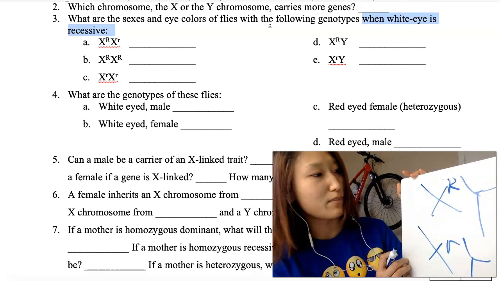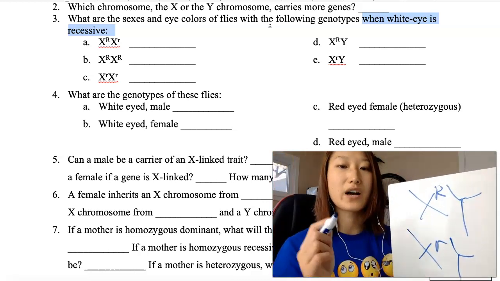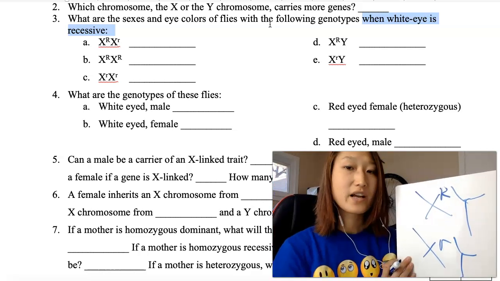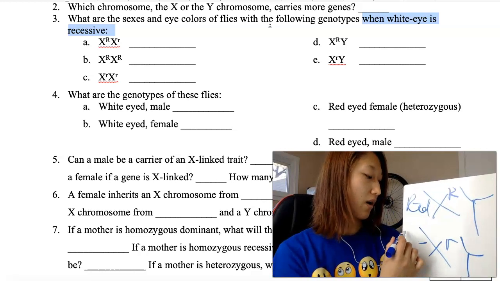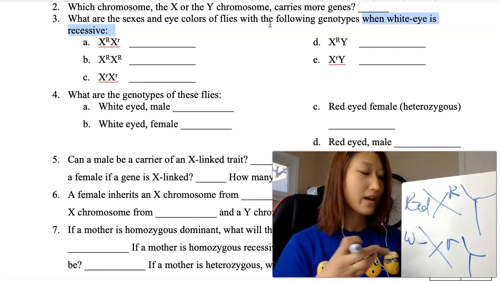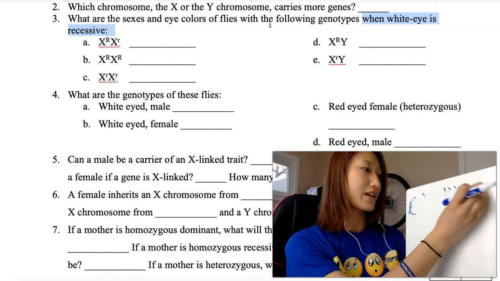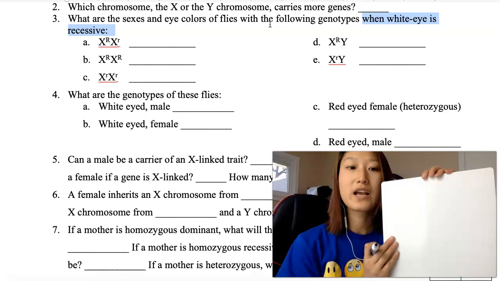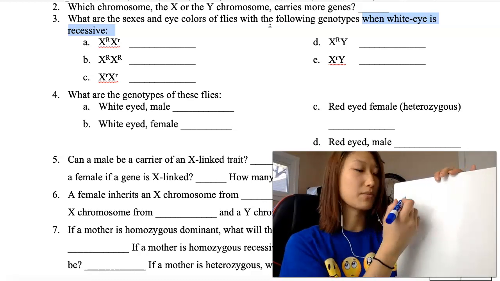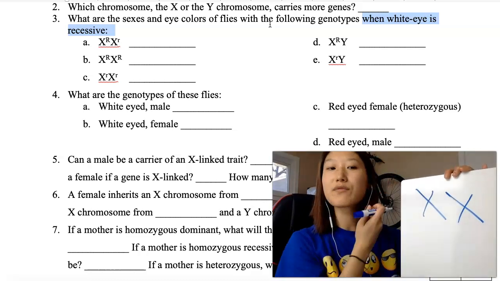So if you had an X big R Y, what does that mean to you? That means you have the dominant trait. So if we're talking about the fruit flies, X big R Y will be red eye, and X little r Y would have white eye. Okay. It gets slightly more complicated for the female because instead of just having the dominant or the recessive possibilities, you have two X chromosomes. So you have X and X. So that creates three different possibilities.